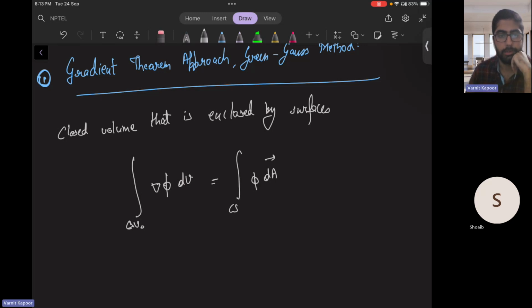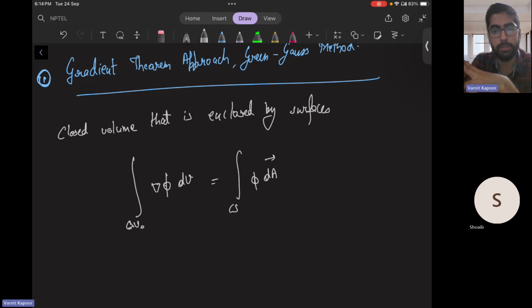I hope it's clear. The gradient theorem is for the gradient of a scalar integrated over a closed volume, and we are considering a closed volume, right? That is enclosed by surfaces. These surfaces enclose it completely, closing the volume, and there are no openings. So we consider a cell to have the same property of a closed volume delta V naught.